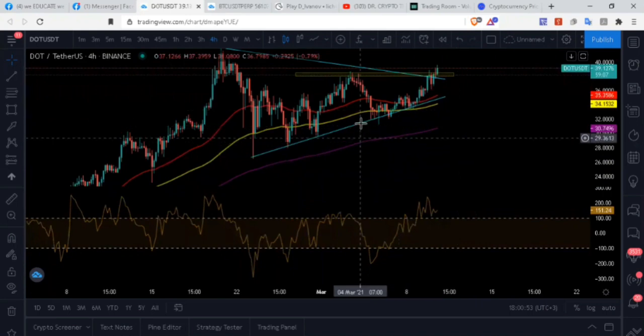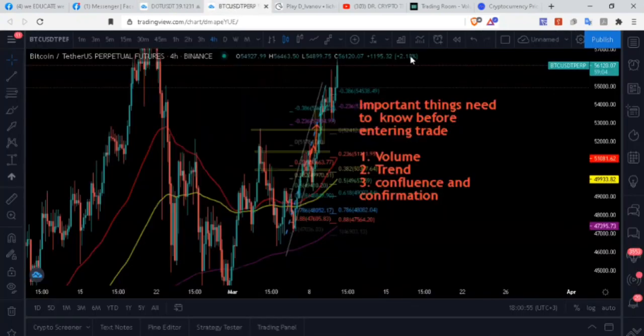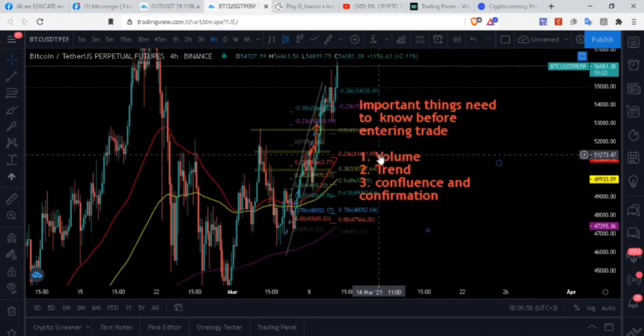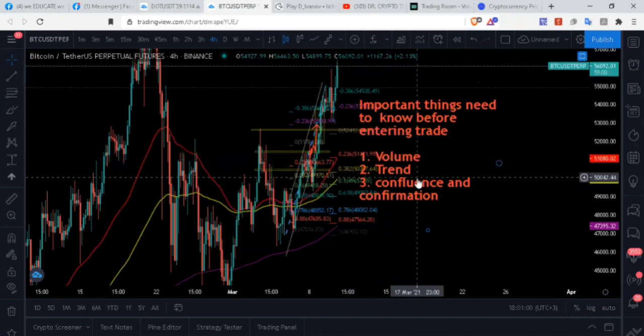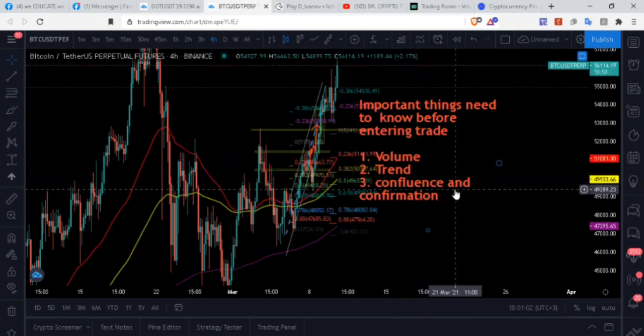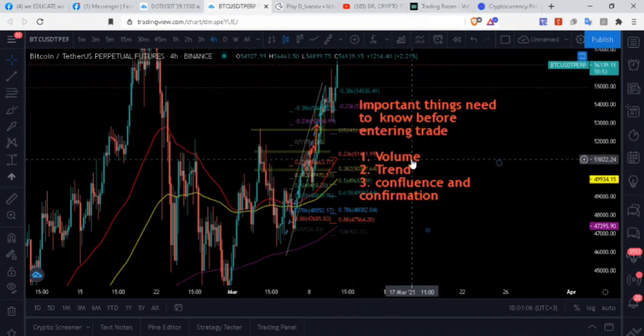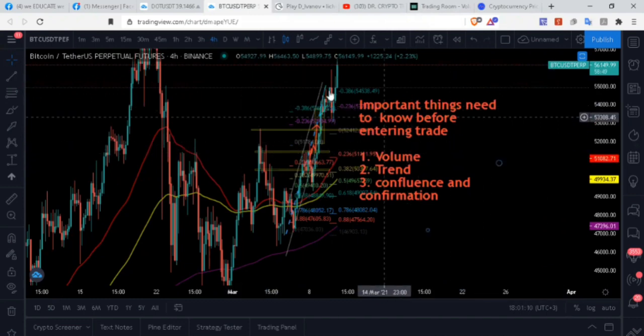That's the thing we need to know. Our guidelines here, again I repeat: volume, trend, confluence, and confirmation. That's our guidelines in selecting a point to trade. So we'll check another point just to apply these guidelines.